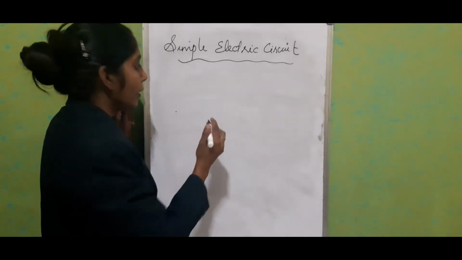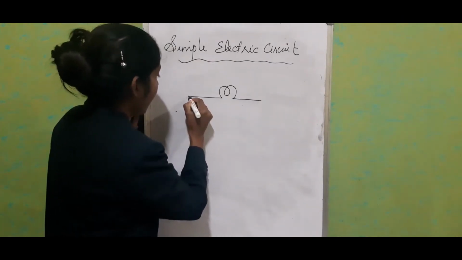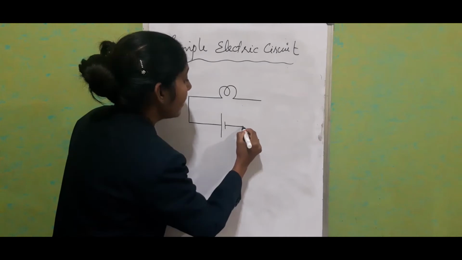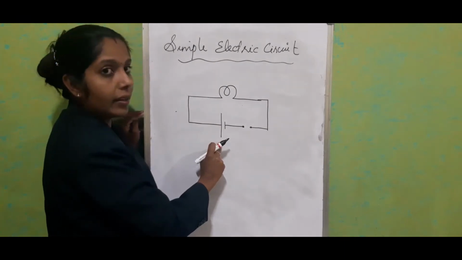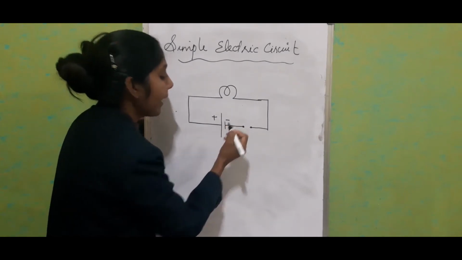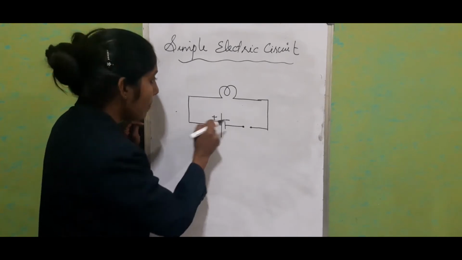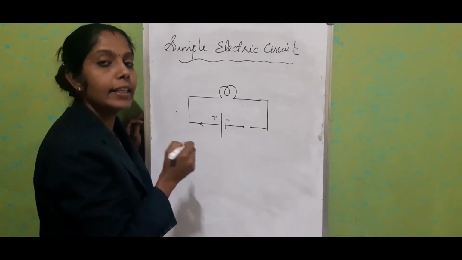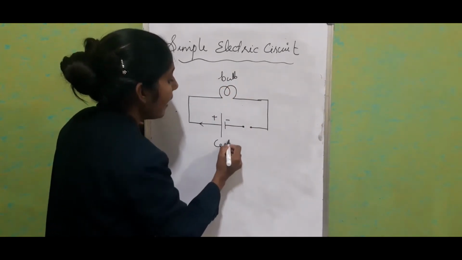The circuit consists of a bulb. First we will draw the bulb. Then it requires a power supply, a cell, and a switch. This is the positive end or anode of the cell, and this is the negative end or cathode of the cell. And what is the direction of conventional current flow? From positive to negative. So don't forget to put the arrow mark to represent the direction of flow of electric current. And this is a bulb, this is a cell and this is a switch.